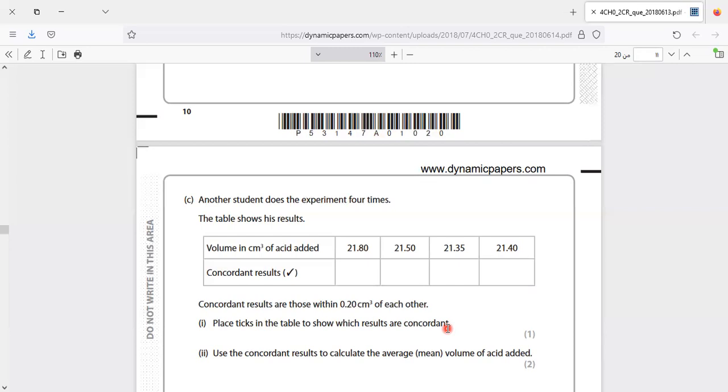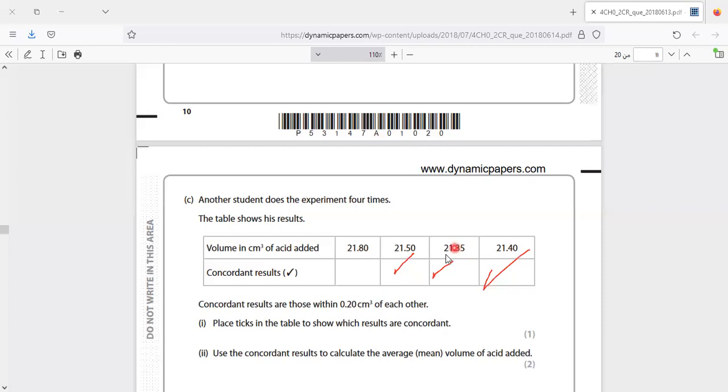Should it be 0.20 exactly or less? Look, concordant results means results near to each other, not far from each other. Which results here are near to each other? 21.50 is near to 21.35. Look, 21.5, 21.3, 21.4. Yeah. These are concordant results because they are very near to each other.